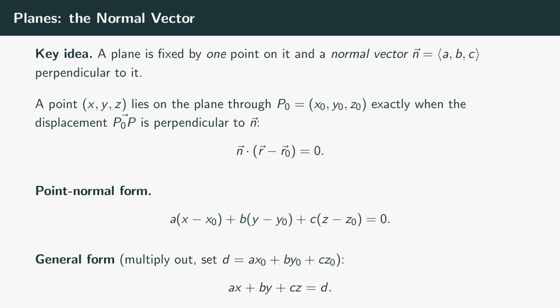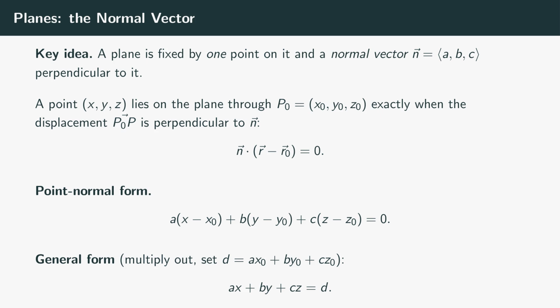Now ask when an arbitrary point lies on the plane through P0. It lies on the plane exactly when the displacement from P0 to that point is perpendicular to the normal, and perpendicular means the dot product is 0, so n dotted with the displacement r minus r0 equals 0. Writing the dot product out in components gives the point normal form, a times the quantity x minus x0 plus b times y minus y0 plus c times z minus z0 equals 0.